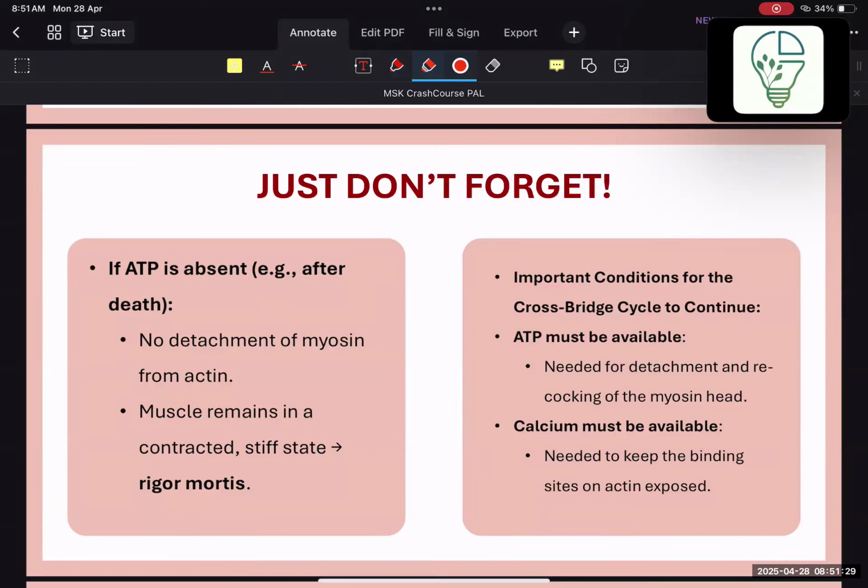I do want to remind you before we move on from this concept that if ATP is absent, it's really important to understand that you will not detach the myosin from the actin, which means you will enter a rigor state if you're alive, and if the patient's dead, then we call the state rigor mortis. Okay? And you need to have 2 important conditions for the cross-bridge cycle to continue on and on and on to continue contractions. 1, you need ATP, obviously. And number 2, you need calcium so that you can continue having the TnC and the TnI and TnT working properly, and you could keep having the binding site exposed.